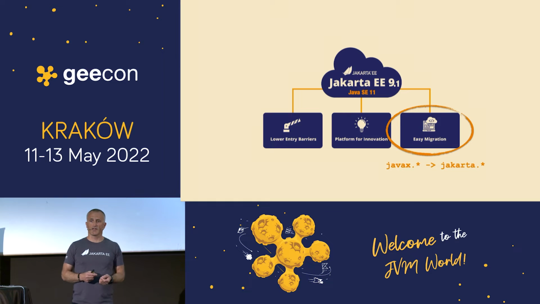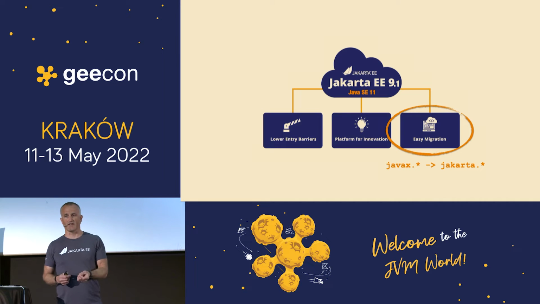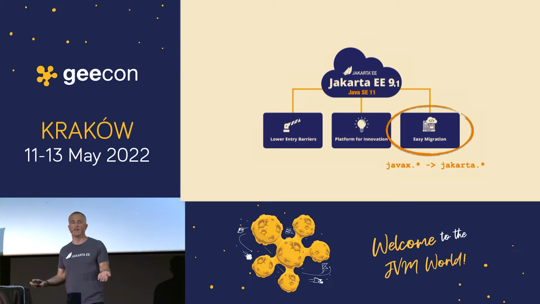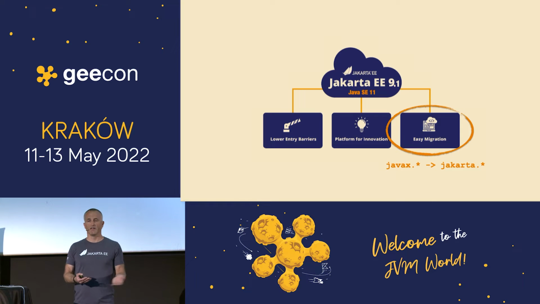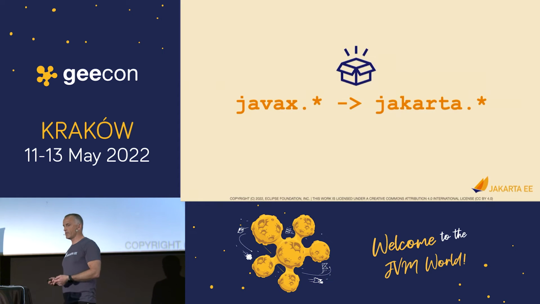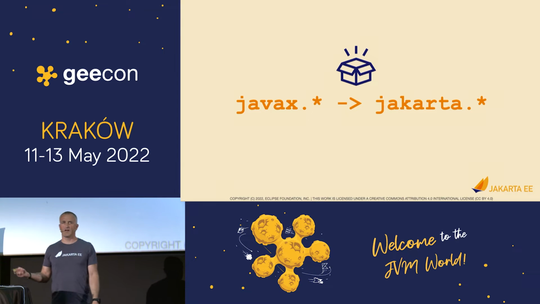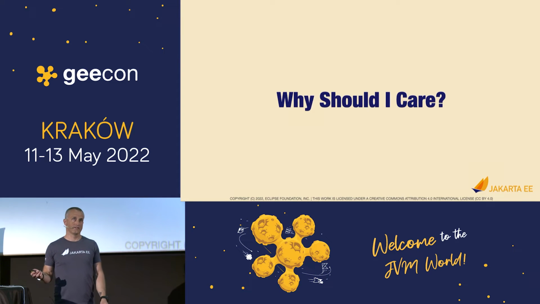And we wanted to make the migration from previous versions easy, and for 9 it was kind of special because we changed the namespace from javax to jakarta. And why is this namespace thing so important, and why should we care?